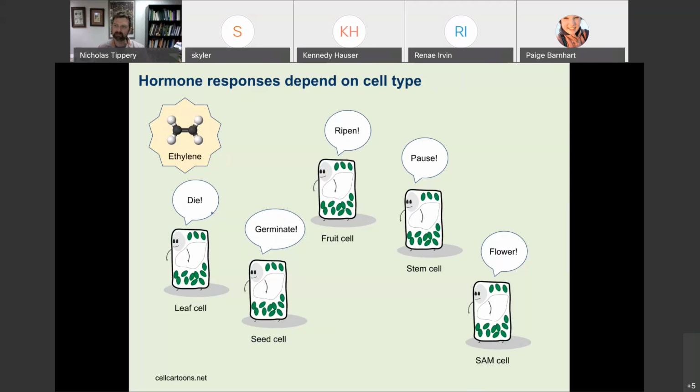Different parts of that plant might be responding differently. So as I looked into the functions of ethylene, it causes leaf cells to die, seed cells to germinate, and so on, ripening, flowering. So the signal is sometimes produced locally, or it might be produced more evenly throughout the plant, but the responses are different depending on the cells that receive the signal.